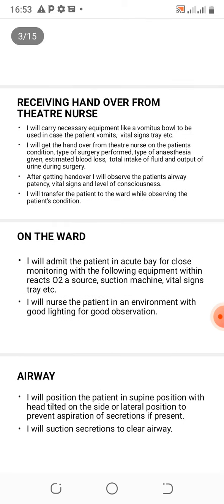On the ward, I will admit the patient in an acute bay for close monitoring with the following equipment within reach: oxygen source, which can be an oxygen concentrator or oxygen cylinder, suction machine, vital signs tray. You may also include the drip stand and other equipment that may be needed during resuscitation. Then I will nurse the patient in an environment with good lighting for good observation. And you can also nurse the patient in a clean environment to prevent secondary infection.